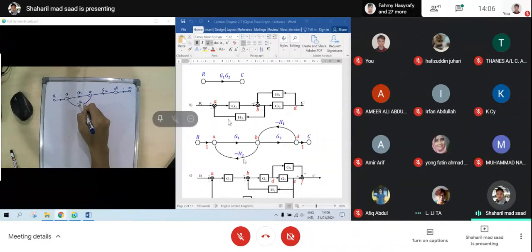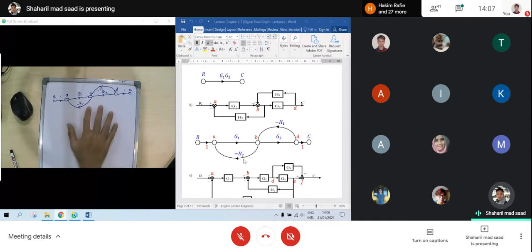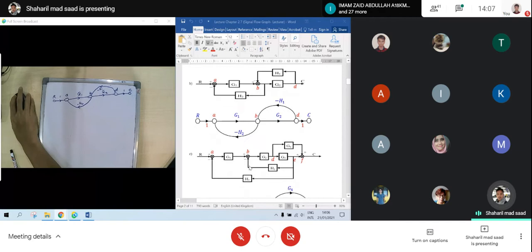Minus H2, right? So don't forget to put a minus there. And then from D, you go to H1. So this one is minus H1. Okay, so this is how you interpret from the block diagram. You make it the signal flow graph. All right.